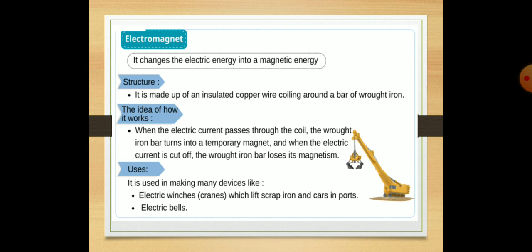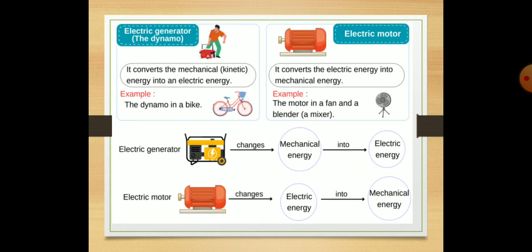It changes the electric energy into magnetic energy. It's made up of insulated copper wire coiling around a bar of wrought iron, and when the electric current passes through the coil, the wrought iron bar turns into a temporary magnet. And when the electric current is cut off, the wrought iron bar loses its magnetism. It's used in making many devices such as electric winches or cranes and electric bells.